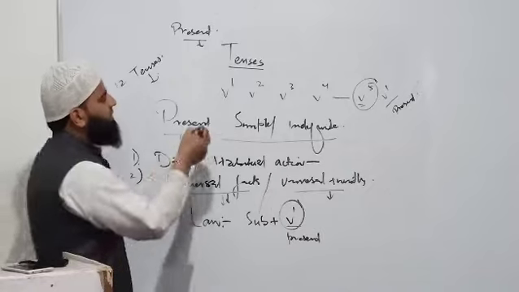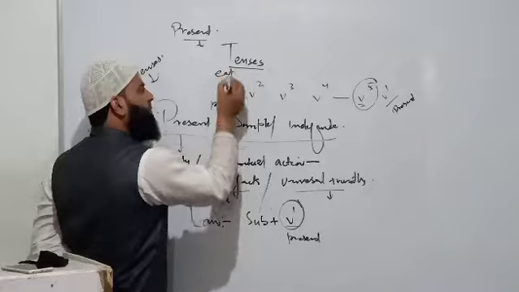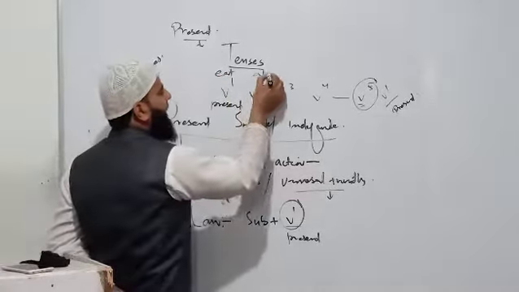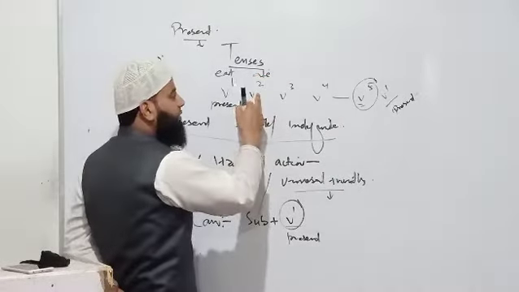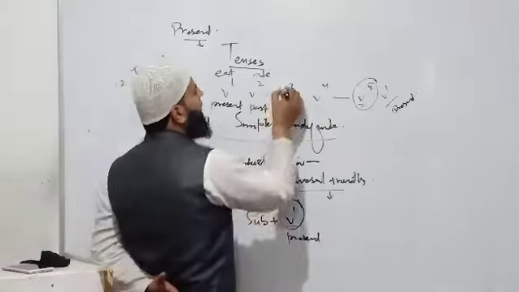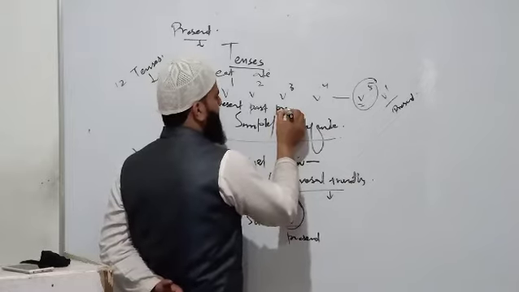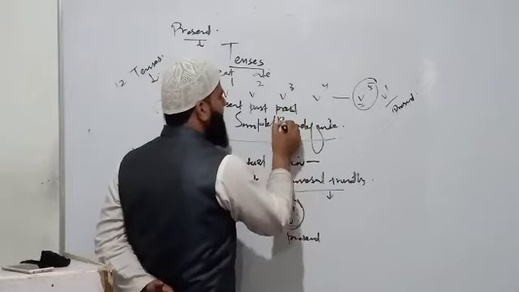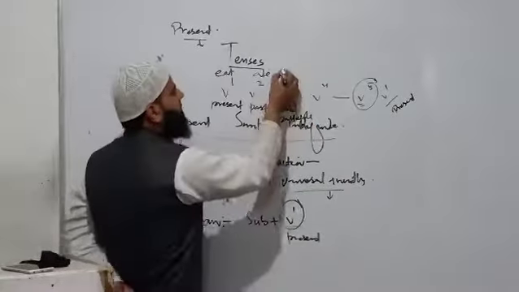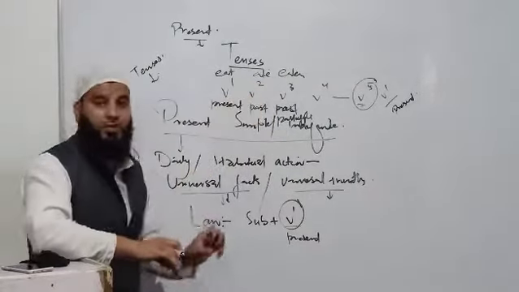Number 1, V1 is called the present form. For example, eat is the present form, or V1. Number 2, ate is the second form, V2, also called the past form. Number 3, V3, is called the past participle. Suppose eaten: eat is V1, ate is V2, eaten is V3.